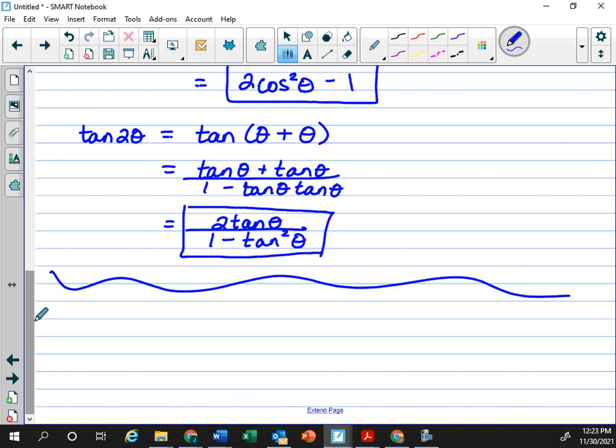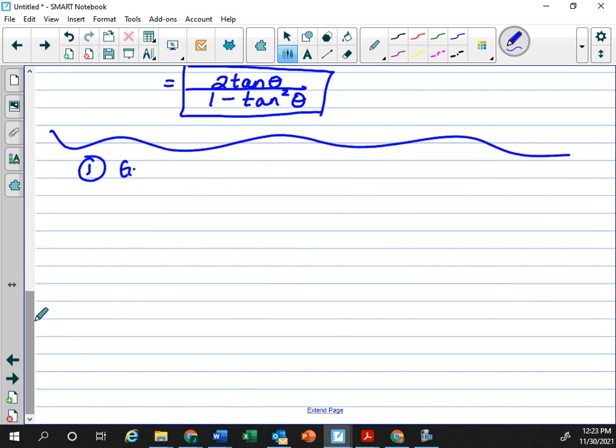Let's try one. Okay, you are given sine of theta is equal to 8 over 17.